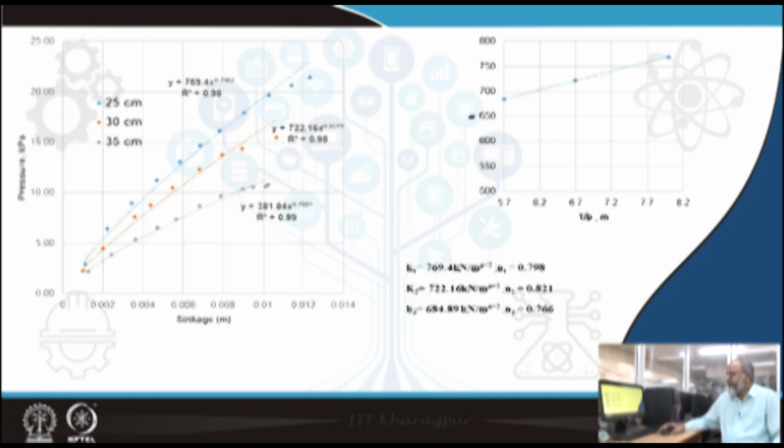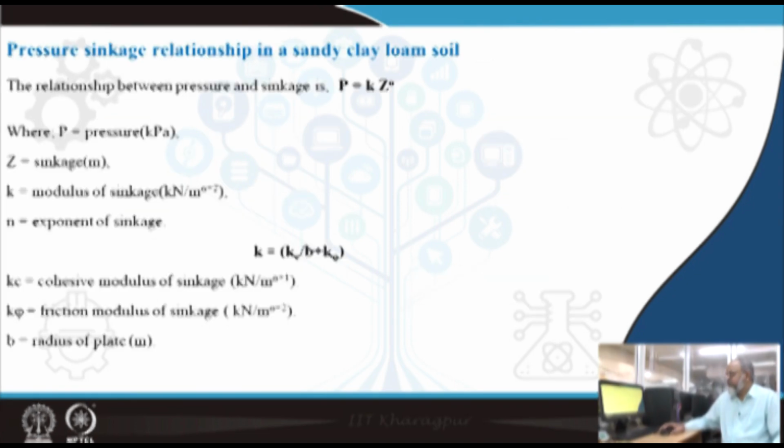Now we know that modulus of sinkage is related to the frictional modulus of sinkage K phi and Kc by a straight line relationship. That means K is equal to Kc upon B plus K phi. So if you are plotting K versus 1 upon B, then the slope will give you the Kc value and the intercept will give you the K phi value.